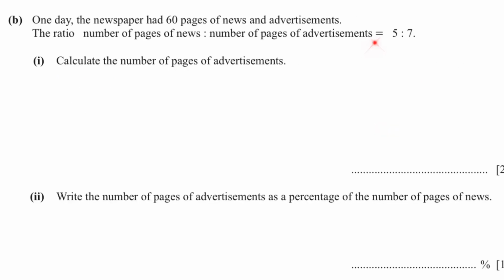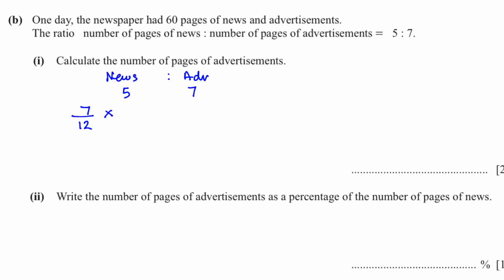The next question looks like a ratio question. Let's read the question. One day, the newspaper had 60 pages of news and advertisements. The ratio number of pages of news to number of pages of advertisements is 5:7. Calculate the number of pages of advertisements. For a question like this, first let's write here news and advertisements. So news is 5 and advertisement is 7. And they want us to find advertisement. So 7 over the total, 5 plus 7, 12.